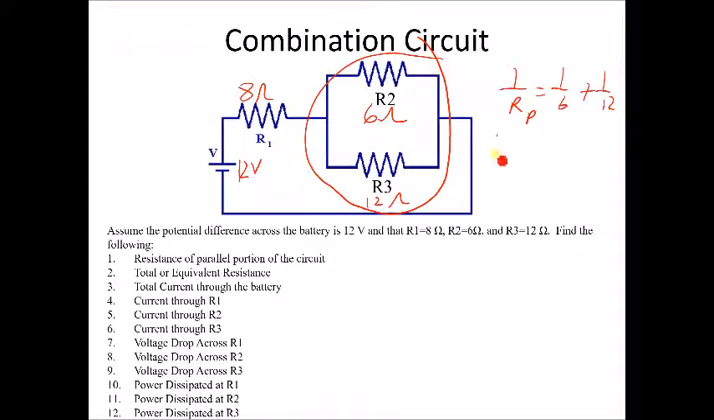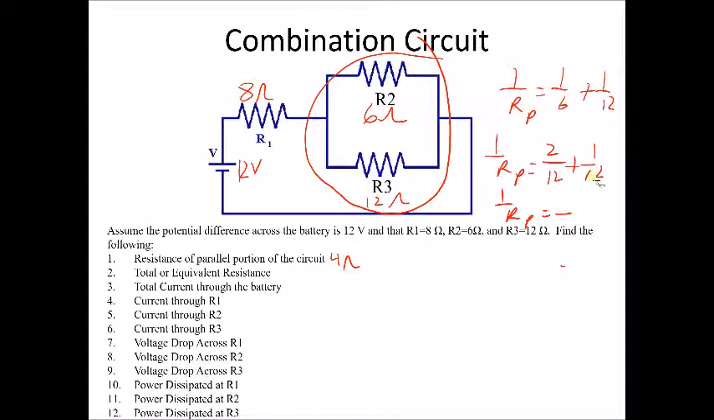So just like we did in the previous problem, 1/6 is 2/12. So we add those together. 1 over RP equals 3 over 12. We have to flip both sides of this relationship and get RP equals 12 over 3, or 4 ohms. So this is 4 ohms.